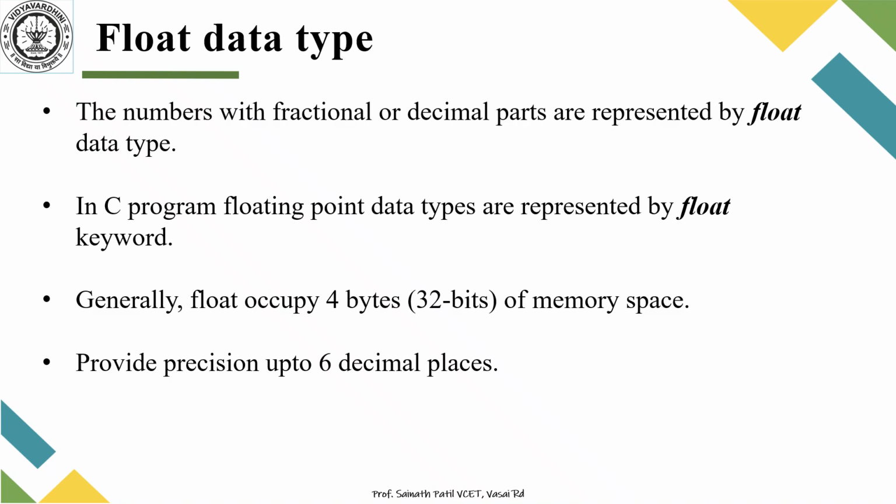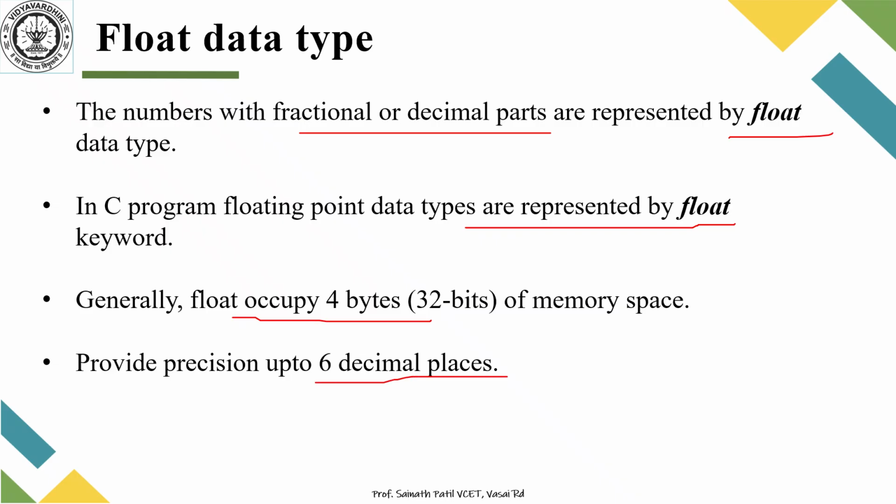Float data type. Numbers with a fractional or decimal part are represented by the float data type. In C programming, floating point numbers are represented or declared by the float keyword. A float variable occupies 4 bytes of memory space, and a float variable provides precision up to 6 decimal places. That is, a number with 6 decimal places can be stored in a float variable.